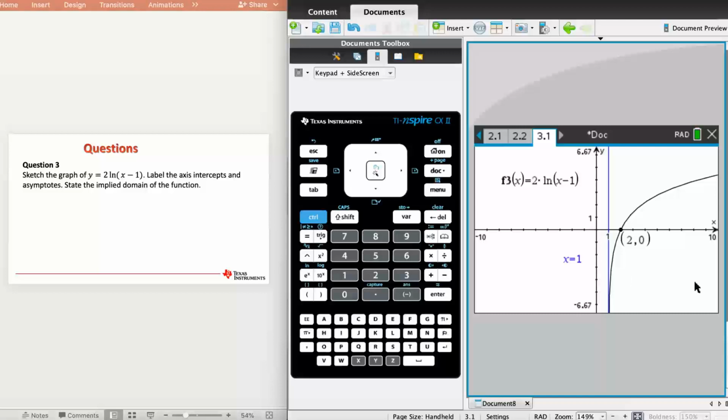And that brings us to the end of question 3. Let's have a look at question 4.